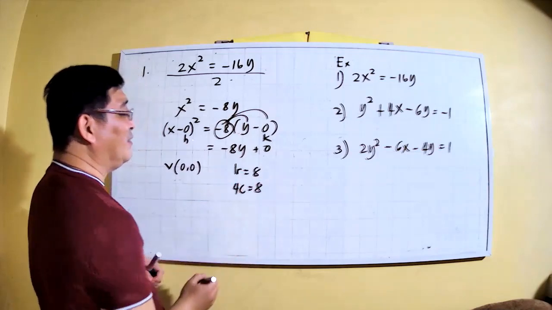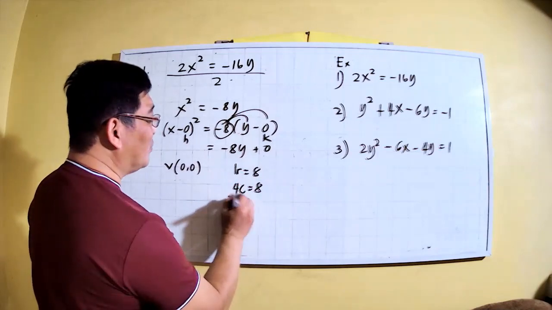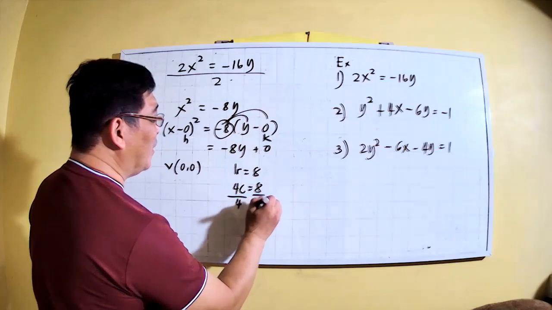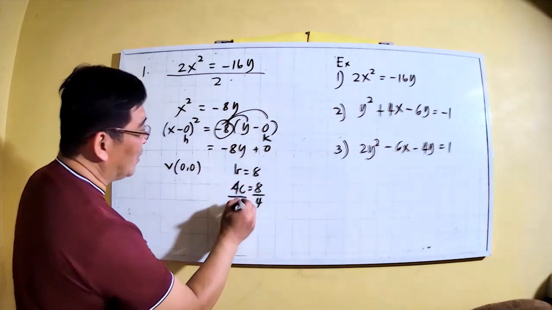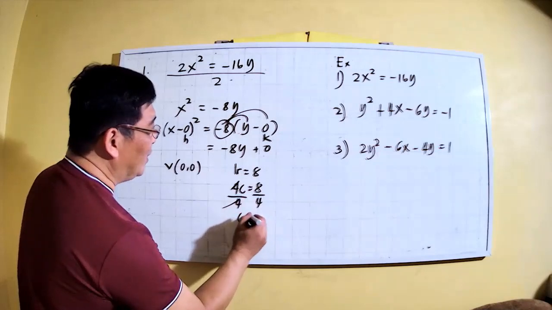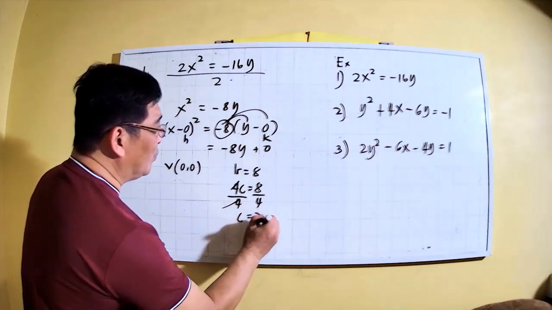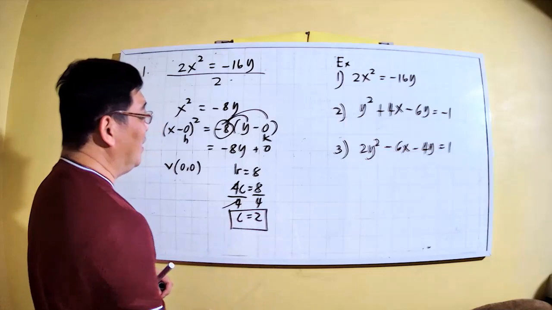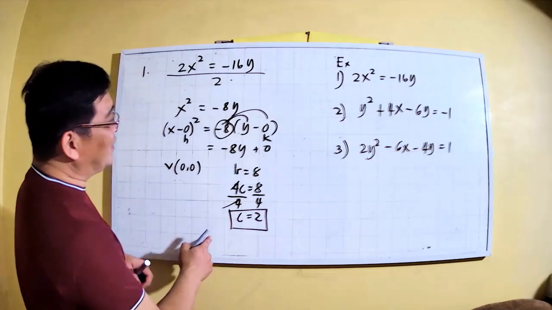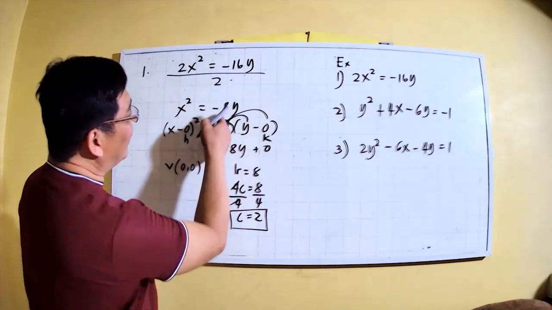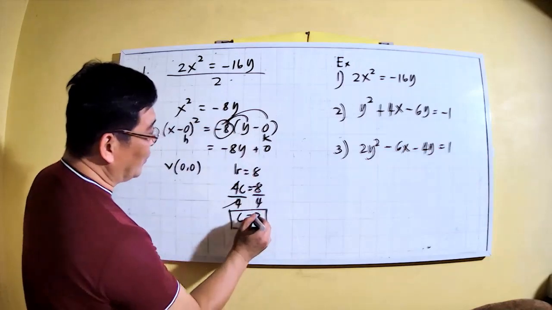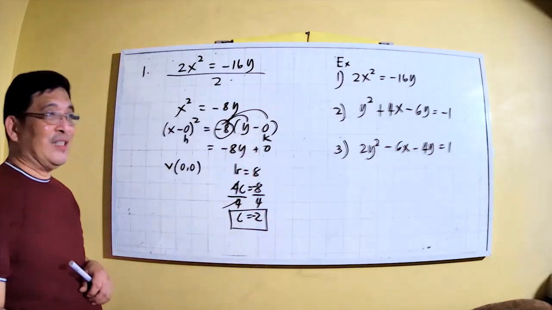Is equals to 8. To find c, cross multiply, divide all terms by 4, cancel 4, cancel 4, c is equals to 2. We have the value of c is equals to 2. Kaya lang, this is negative because we have a negative 8 dito. So we have negative 8. So negative 2 yung value ng c.